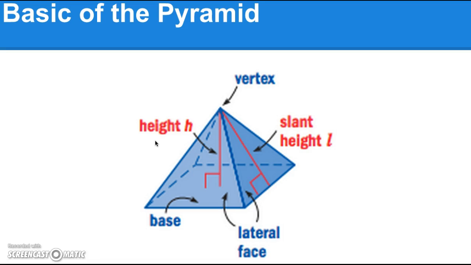Again, the height is straight from the vertex down to the center of the base. The slant height would be from the vertex down the side of the pyramid, connecting to one of the sides of that square base. So again, and then those triangles that are all the way around are called lateral faces.